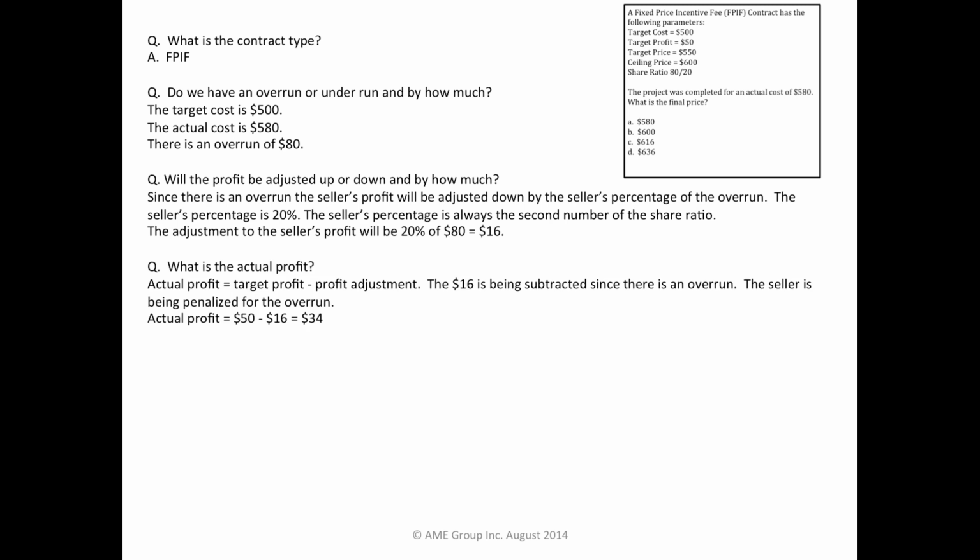What is the actual profit? Actual profit equals target profit, in this case minus the profit adjustment. The $16 is being subtracted since there is an overrun. The seller is being penalized for the overrun. Actual profit, 50 minus 16, actual profit equals $34.